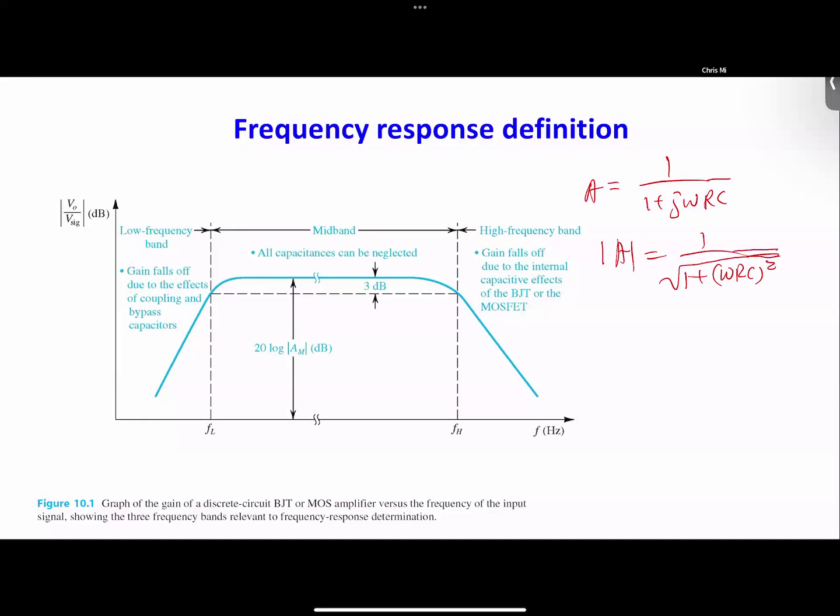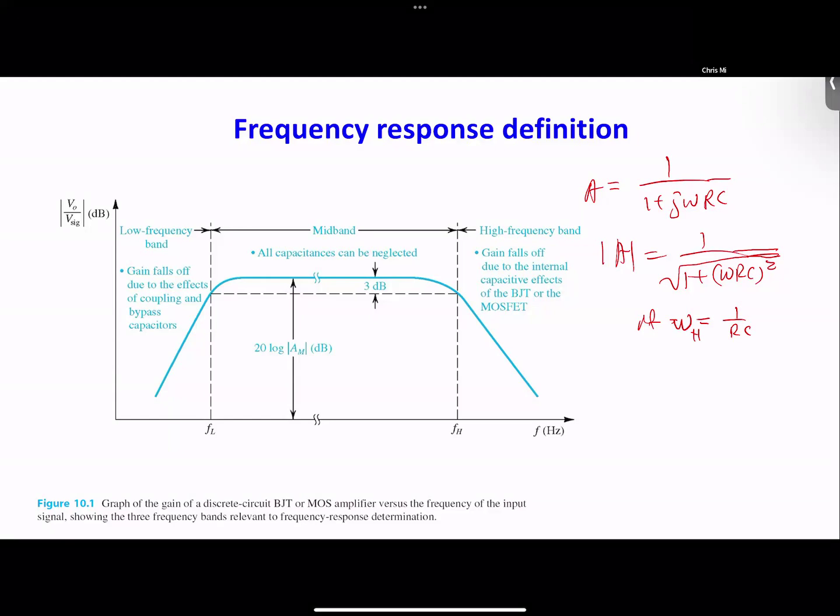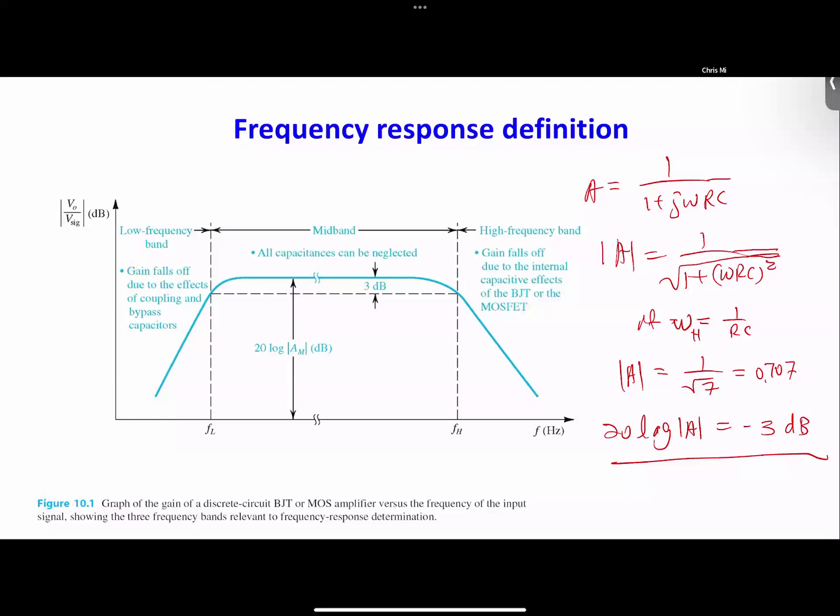Okay, so if omega equals 1/RC, what happens? And we call this omega h, where omega h is 1/RC. What do you get? The RC and RC cancel, you plug in, and the whole thing is going to be √2. So A equals 1/√2, which I believe is 0.707. If we take 20 log A, it's going to be -3 dB. And this is called a Bode plot.